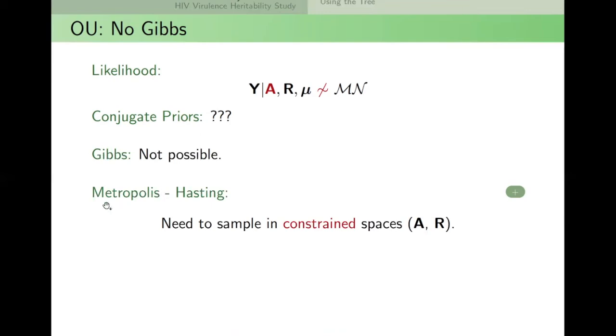But you need this random walk to take place in a constrained space, because you have two matrices to sample from. If you were to sample each of the coefficients of the matrix independently, then you would step out of your constrained space very fast. So you wouldn't have variance-covariance matrices that are symmetric and positive definite if you were to do that.